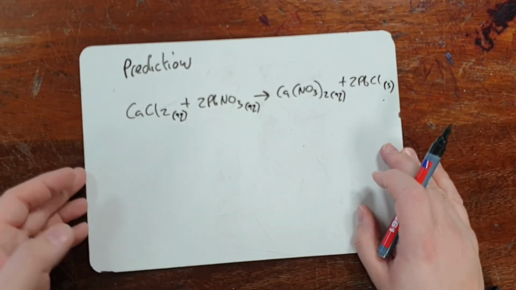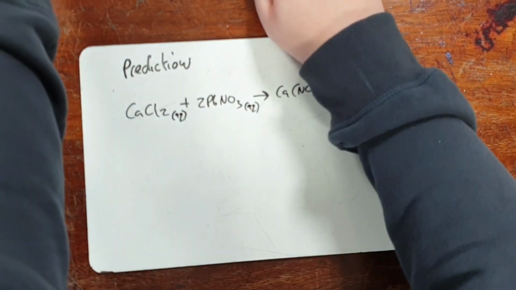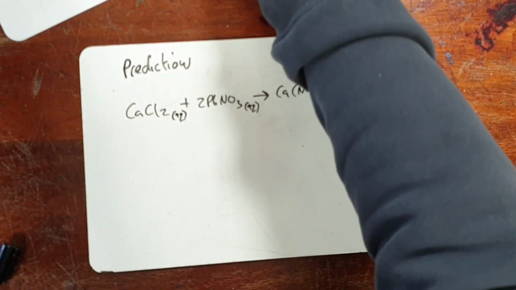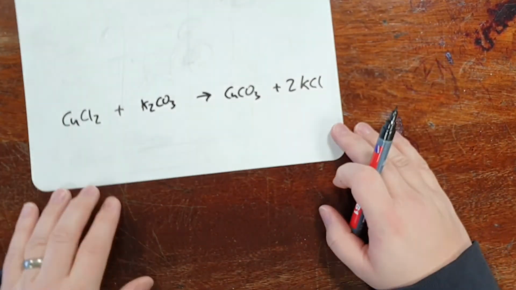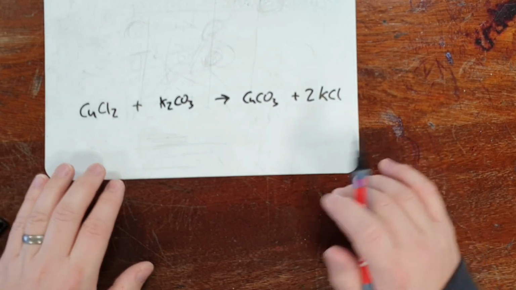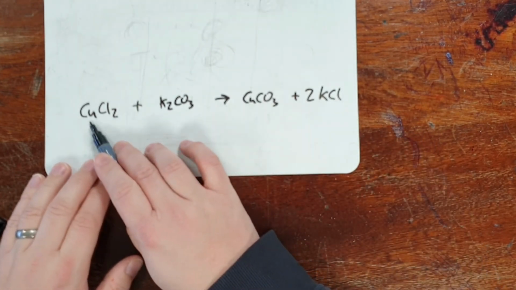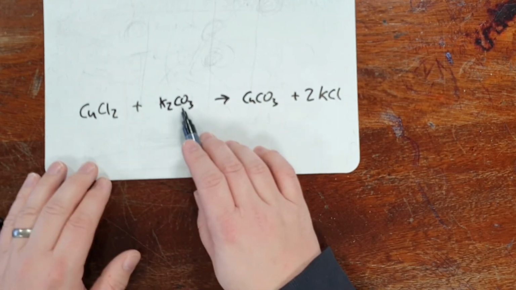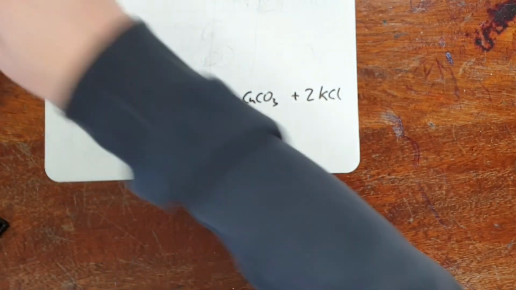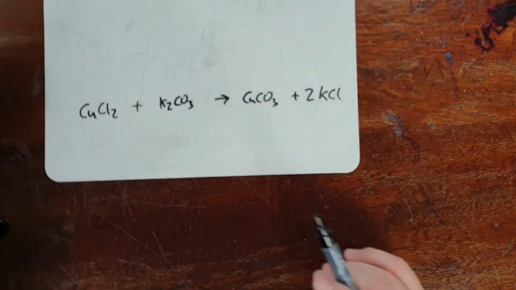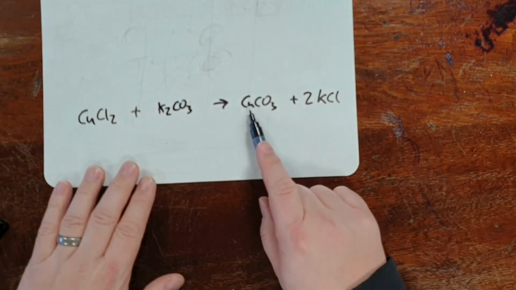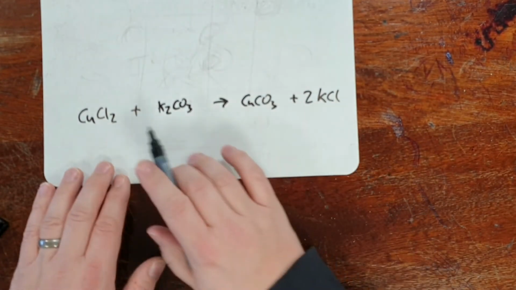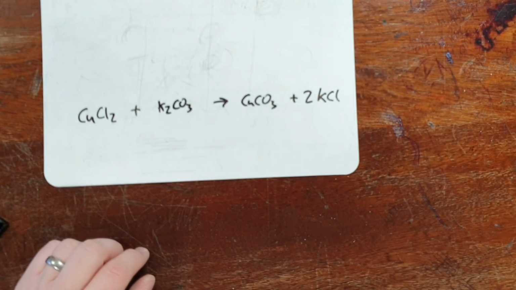What I would like you guys to do now, I'm just going to show you another example here, if I can actually pick up this whiteboard. Right. I'd like you guys to have a go at doing this one. So you've got Cu is copper, copper chloride, K is potassium. You can use the periodic table. Potassium carbonate. Remember, CO3 is carbonate. It's rubbed off now, but if you rewind the video, it was written there. And then we've got copper carbonate and we've got potassium chloride. I'd like you to try and add the state symbols in here. So pause the video and have a go.